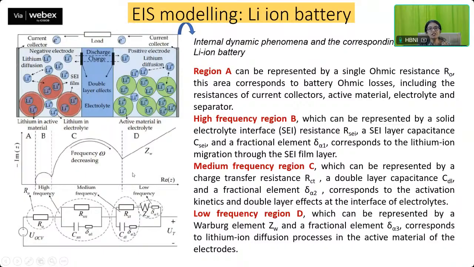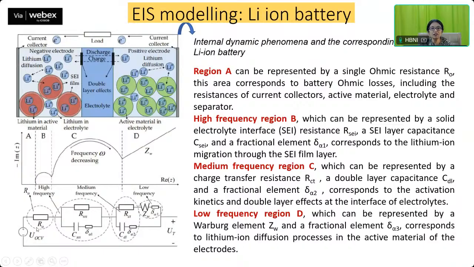Then you have a medium frequency region, C, where you can see the larger semicircle. This is represented by the charge transfer resistance, a double layer capacitance, and a fractional element delta alpha 2, which corresponds to the activation kinetics and double layer effects at the interface of the electrolytes. After that, there is a low frequency region D, represented by a Warburg element and a fractional element corresponding to the lithium-ion diffusion process in the active material of the electrodes.